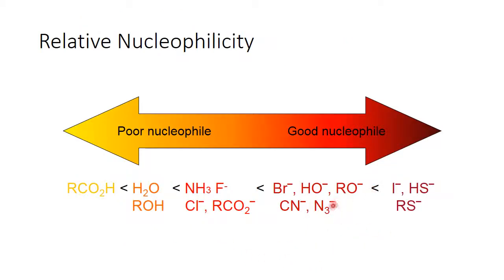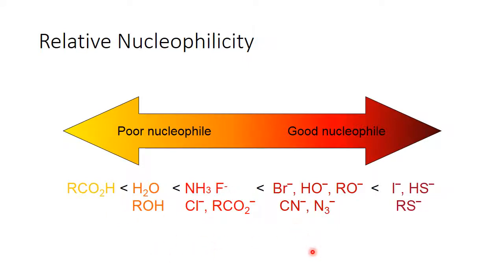So here is a chart that summarizes what we just saw. You can see on the right are negatively charged nucleophiles. They're the good nucleophiles. On the left are the neutral nucleophiles. They're poorer. On the right, you have the big atoms. On the left, you have the smaller atoms. And so you can see that this trend goes exactly as we discussed.